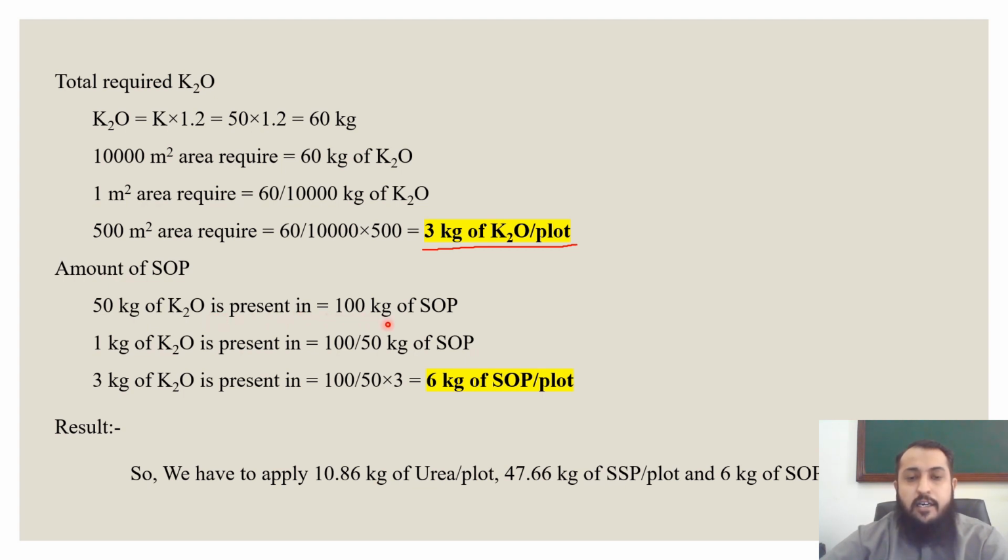50 kg of K2O is present in 100 kg of sulfate of potash. 1 kg of K2O is present in 100 divided by 50 kg of sulfate of potash, whereas 3 kg of K2O is present in 100 divided by 50 multiplied by 3. 6 kg of sulfate of potash for our plot area should be required. So we conclude that we have to apply 10.86 kg of urea, 47.66 kg of single superphosphate, and 6 kg of sulfate of potash for our plot area.